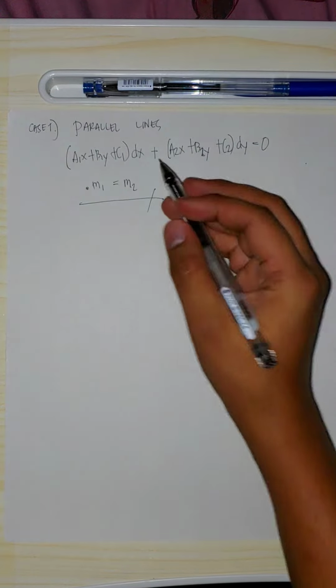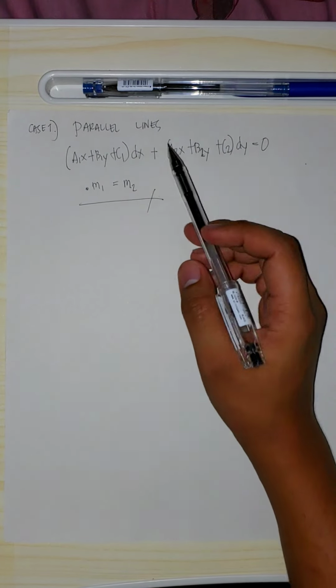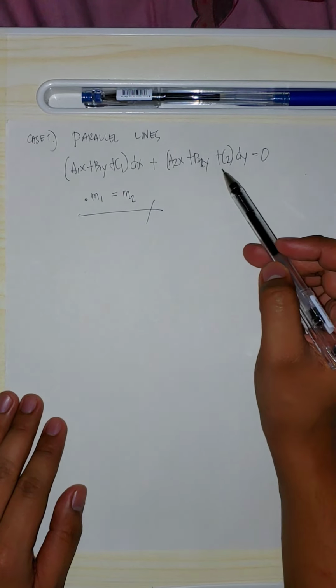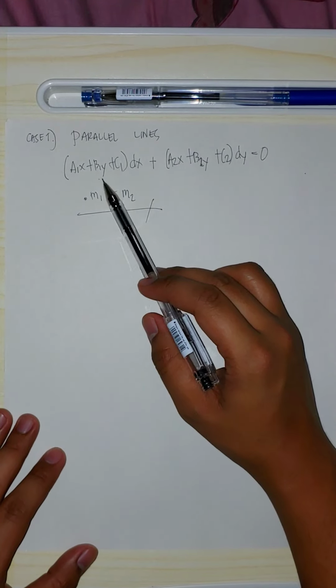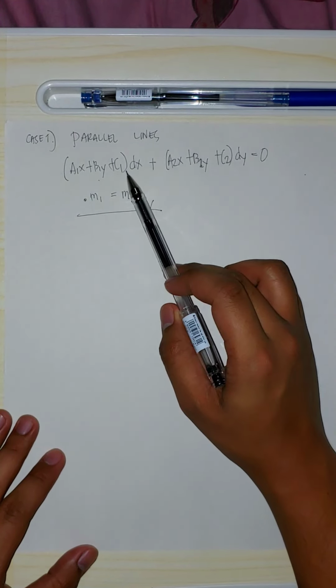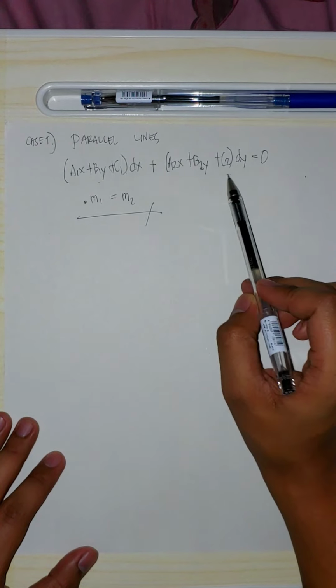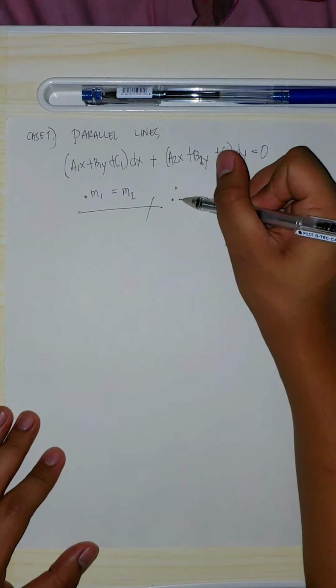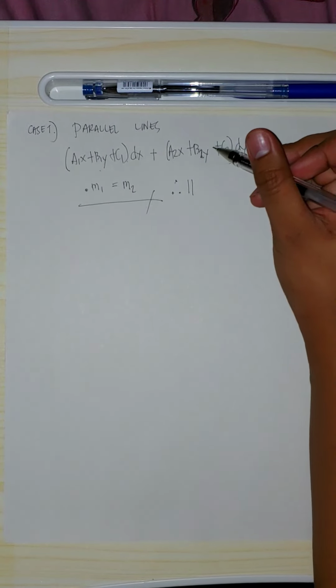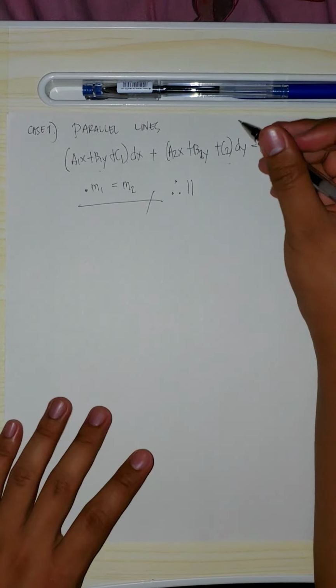Let's talk about our first case, case 1, concerning the differential equation with coefficients linear in two variables, for parallel lines. Shown here is the implicit form of a differential equation, and we already know that the slope of the first function is equal to the slope of the second function. And then we concluded that the following differential equation is a parallel line. So what's next? Let's see what to do next.